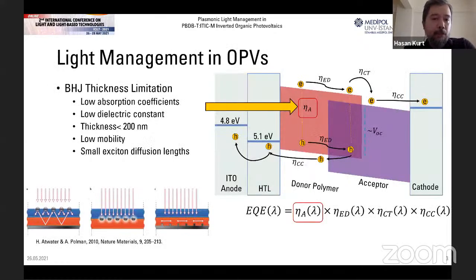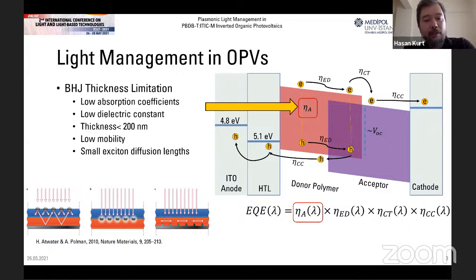So light management in OPVs originates from their limited thickness. They have to be below 200 nanometers. If you make them larger, you are going to lose efficiency. This originates from the low absorption coefficients for some of the donor polymers, and low dielectric constant, which induce charge separation problems. So not all absorbed photons actually produce excitons, and they cannot be separated sometimes. And they also have low mobility. These are the most important parts, and small exciton diffusion lengths, and these limit their thickness below 200 nanometers.